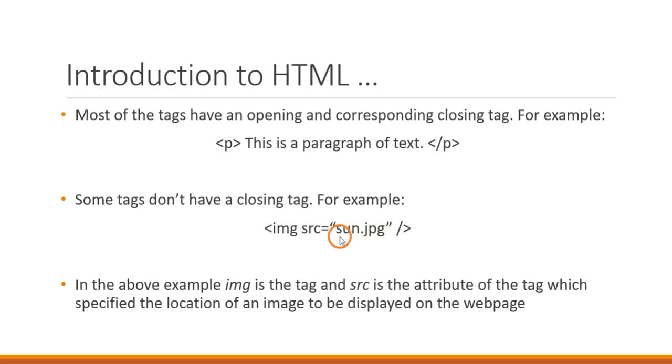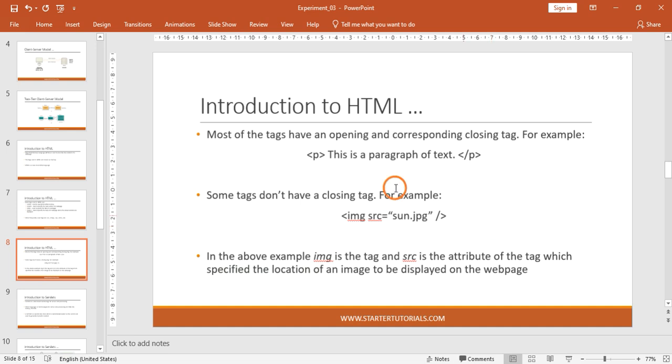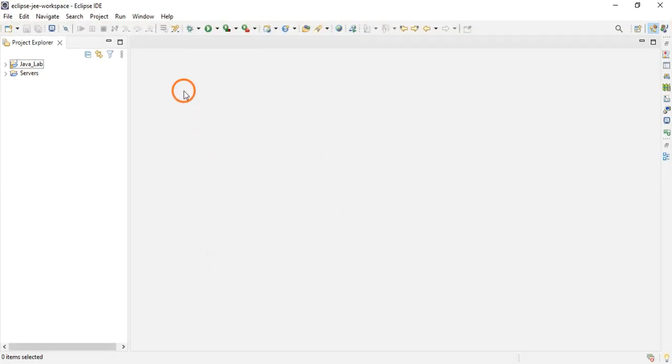Okay, the source of the image that needs to be displayed on the web page is at this location. And we can close this tag using slash angle bracket. So this is not the closing tag, but within the opening tag we are just closing it like this. Okay, right. So let me stop here and let me demonstrate a simple web page using HTML.